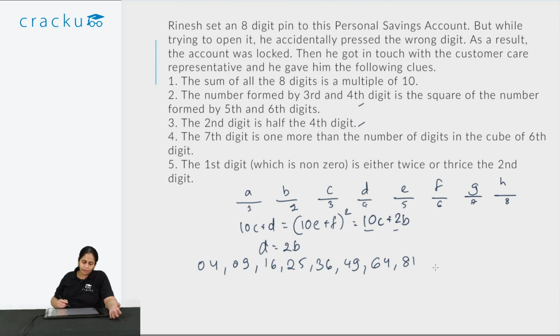Okay. Now this square has to be an even number. So we can remove these possibilities. So it has to be either 04, 16, 36 or 64. Okay. These are the only possibilities we have for EF.